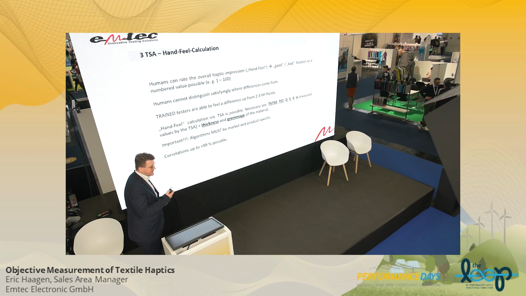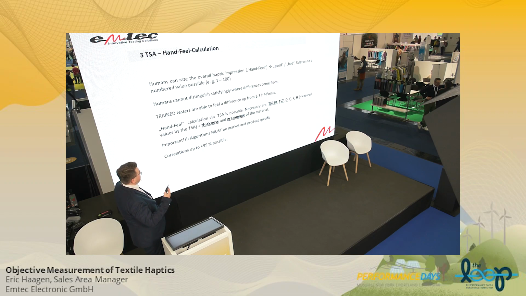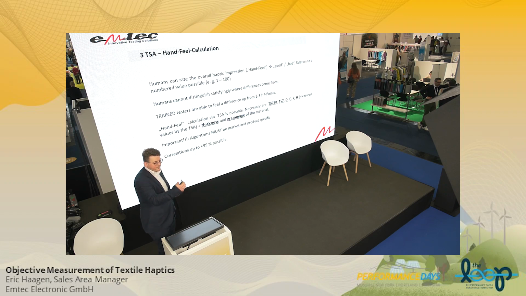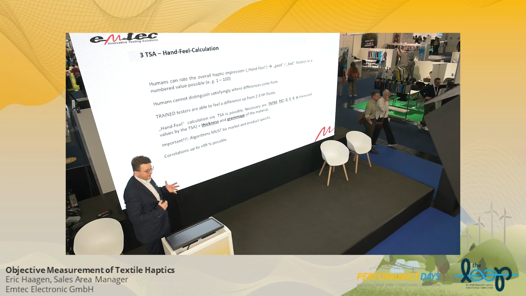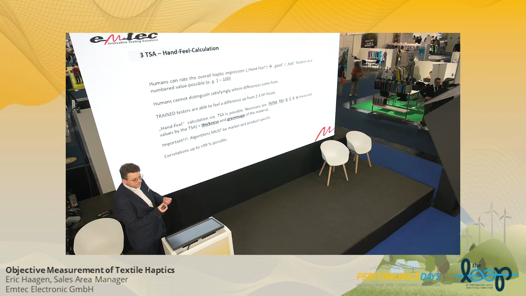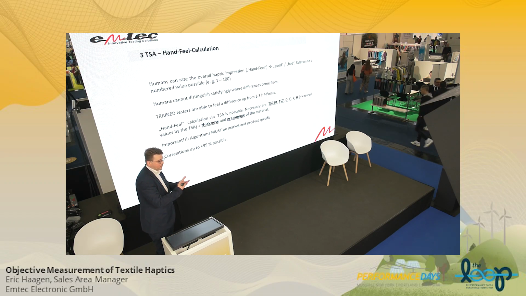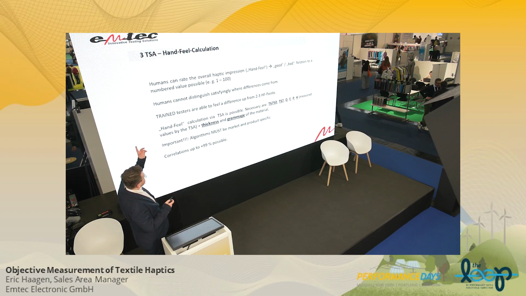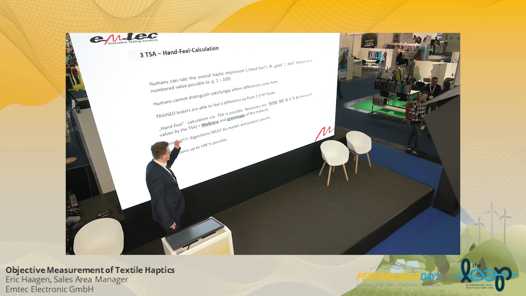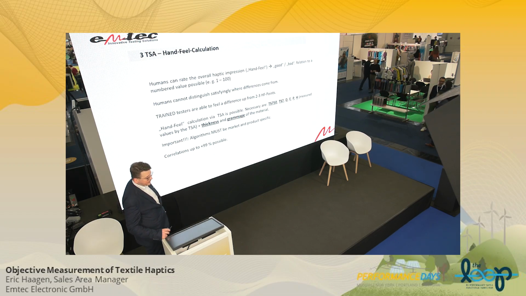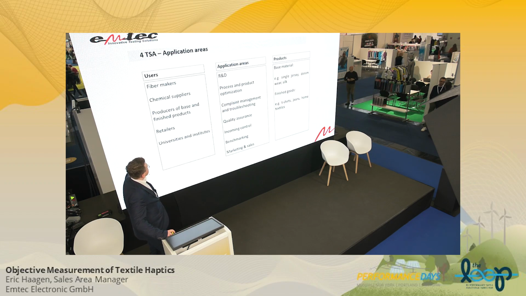So with these individually measured parameters, smoothness, softness, stiffness, elasticity, and plasticity, our software is later able to calculate a so-called hand feel value, which is one number which can correlate up to 99% to the human hand feel. Yeah? So we can actually correlate this value. But these algorithms which we can create must also be market and product specific.